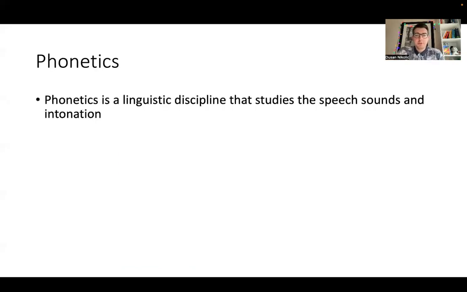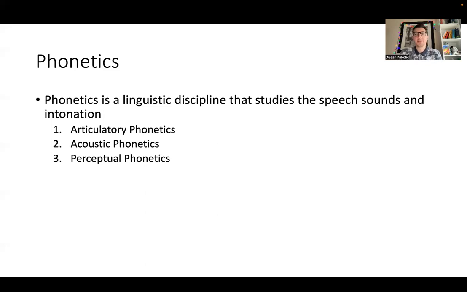Then we moved on to phonetics. What's phonetics? Phonetics is a linguistic discipline that studies the speech sounds and intonation. We divide phonetics into articulatory, acoustic, and perceptual phonetics. Articulatory phonetics is basically the branch of phonetics that studies the way we produce speech and the way speech sounds are produced, and what kind of speech organs we're using for that.